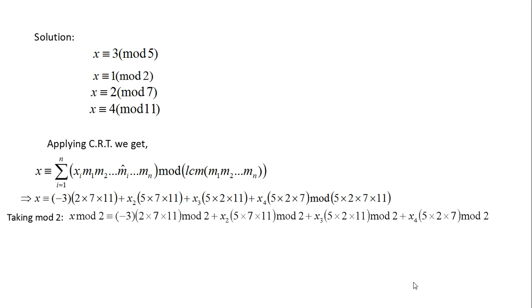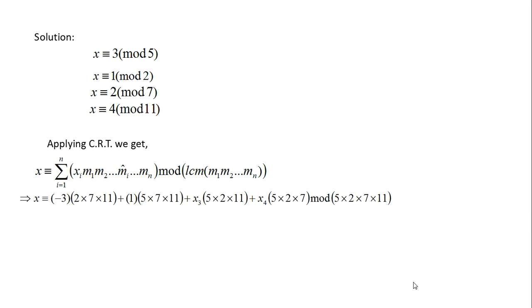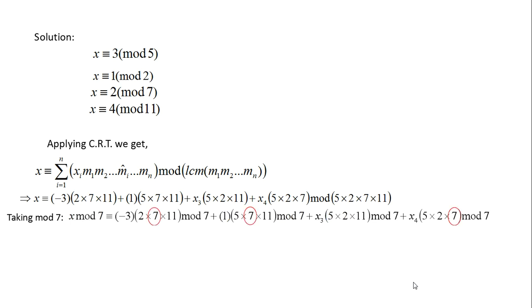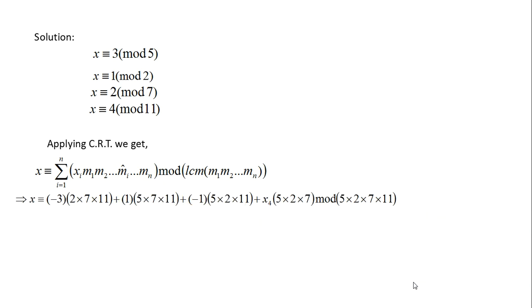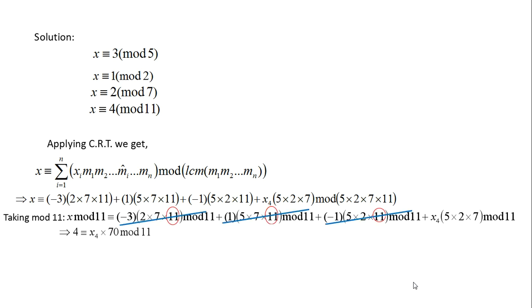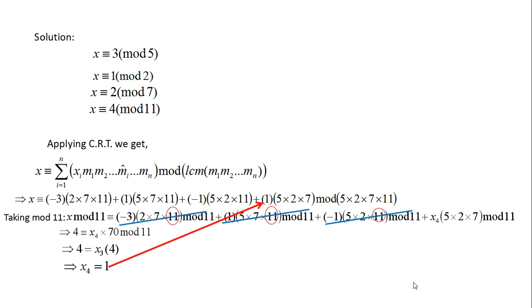Similarly, I will take mod 2, and in this case also many terms will get cancelled, and I will get x2 as 1. I will substitute that back here. Then I will take mod 7. In this case also many terms will be cancelled, and I will get x3 equal to minus 1. I will substitute that. Then I will take mod 11. Then many terms will be cancelled, and I will get x4 equal to 1.